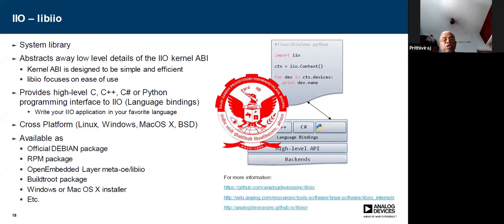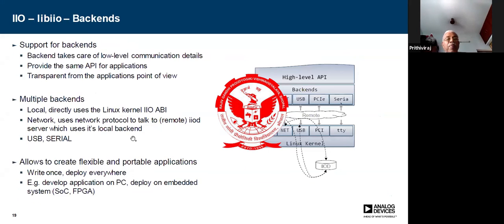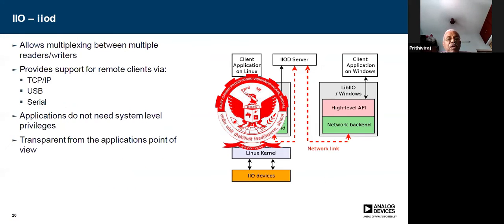This is all about the system library and what it is doing, the abstraction and all the layers corresponding to that. Okay. So all the package requirements. Next. Okay. And the backends which are there. Okay. And multiplexing between multiple readers and support which is required at different levels.